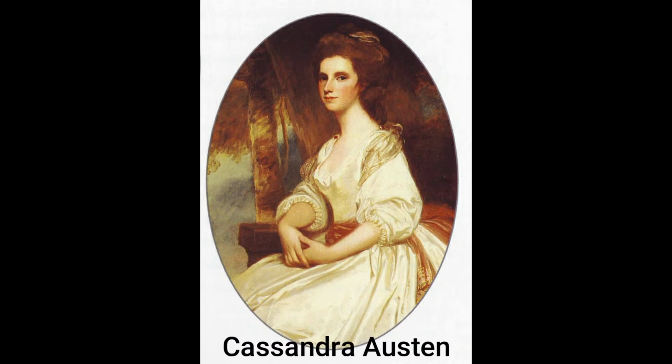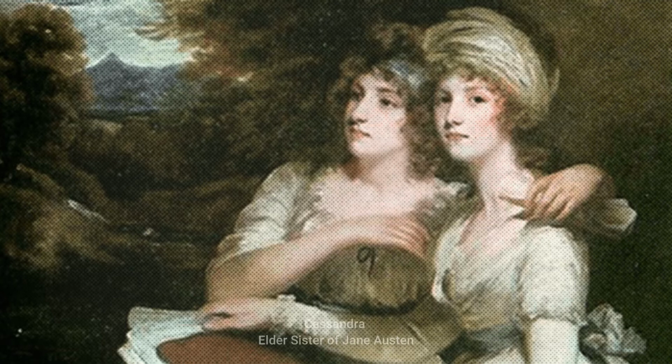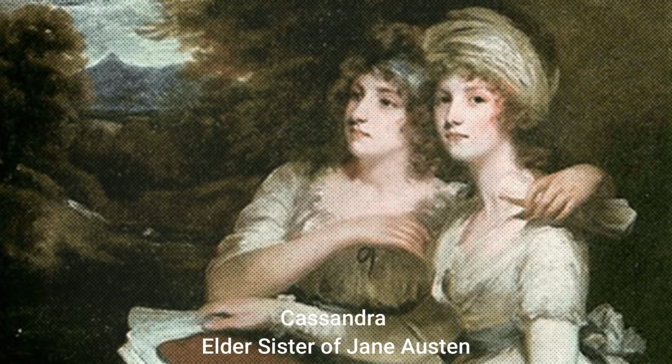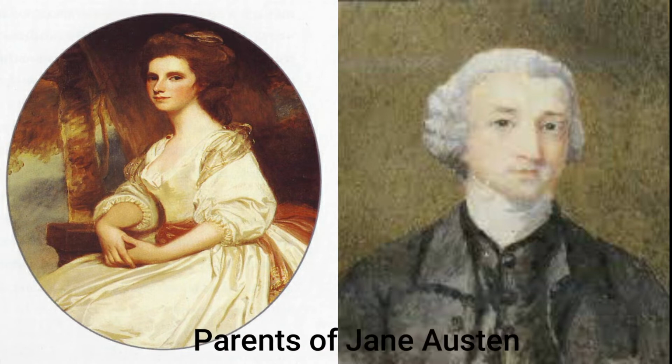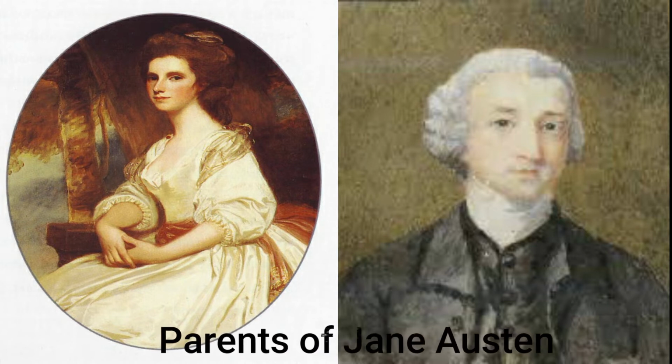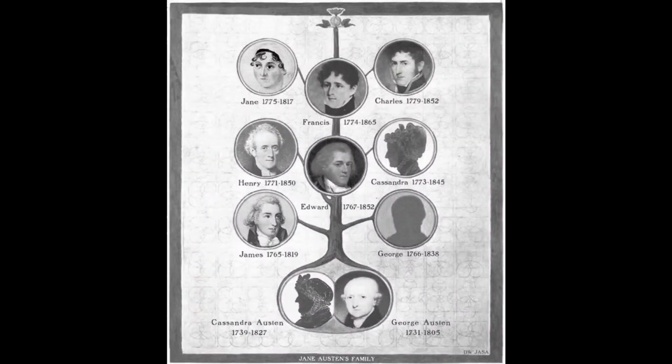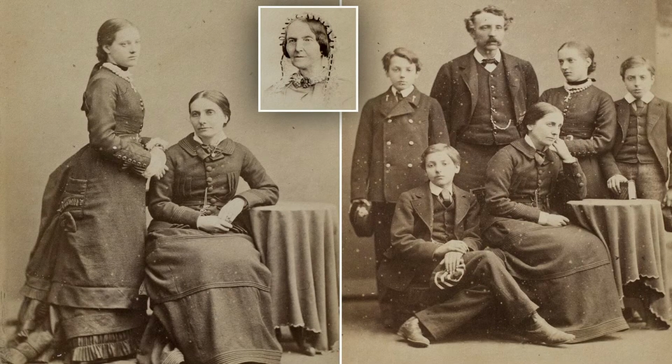Let me tell you one thing here, friends, that Cassandra Austen is the name of her mother as well as the name of her elder sister. She is 3 years elder to Jane, and both her parents were very kind to her. There were 8 siblings: Jane Austen had 6 brothers, and there were 2 sisters, Cassandra and Jane.